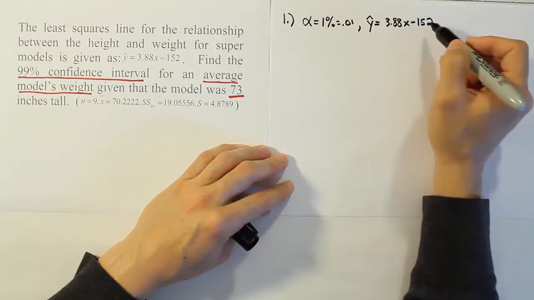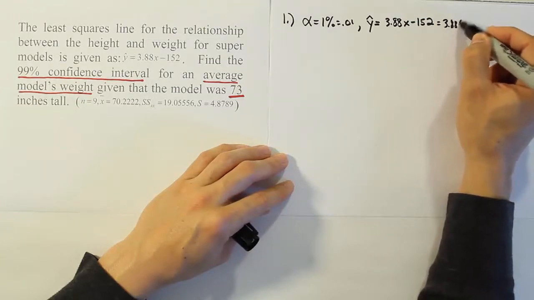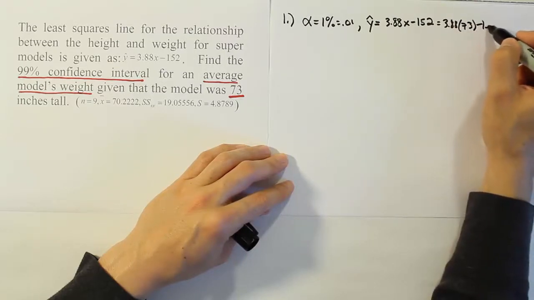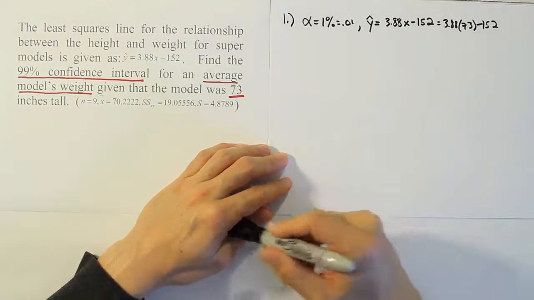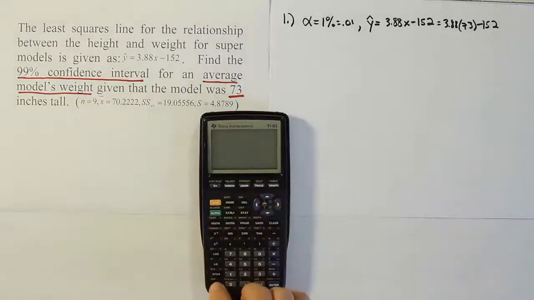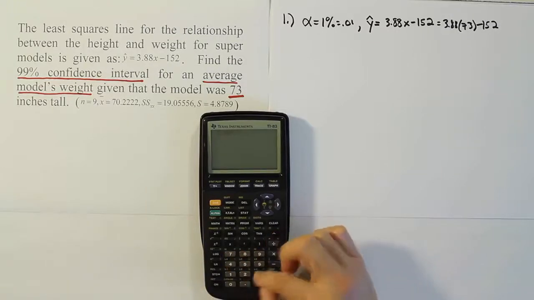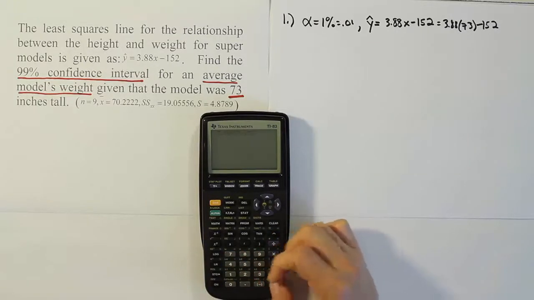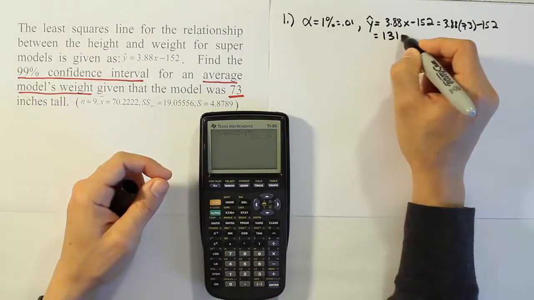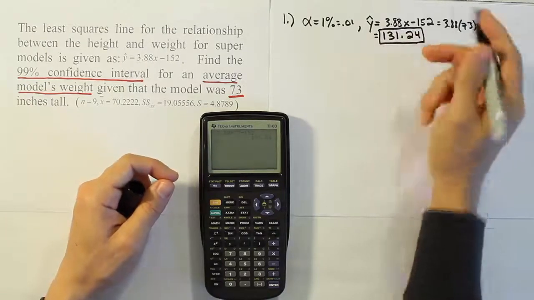Okay, so that's the model that's given to us. Now we're going to plug in for x: 3.88 times 73, that's our x value, minus 152. This will give us our y hat value, which is going to be important in our problem. So I'll have 3.88 times 73 minus 152, and when I do that, I get 131.24. Okay, let's save that for later. We're going to use that in the final step of the problem, but that's our point estimator.